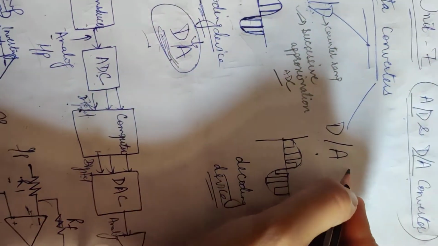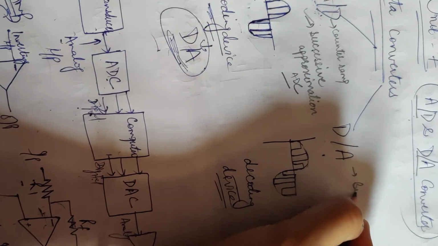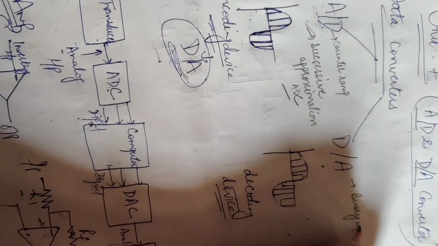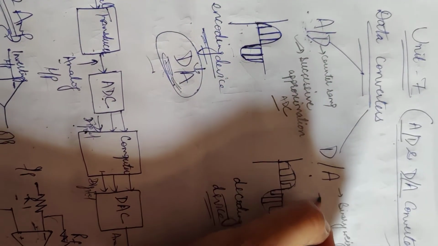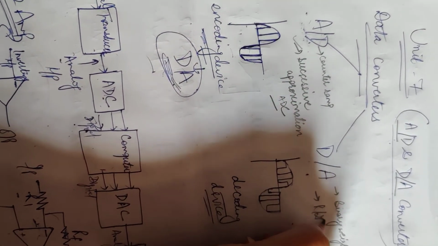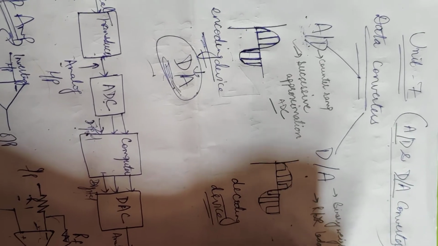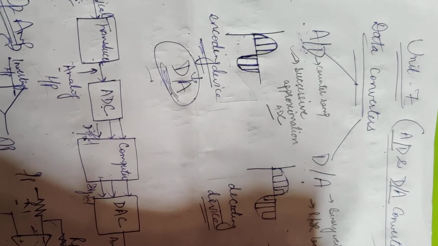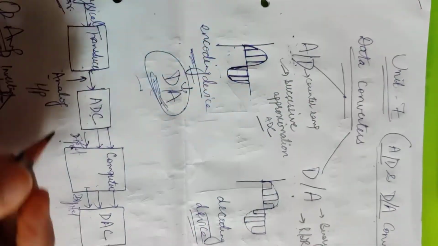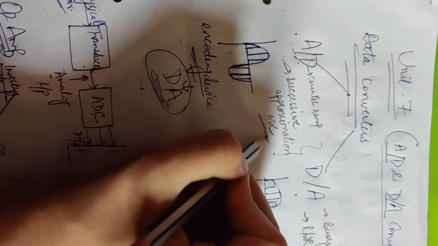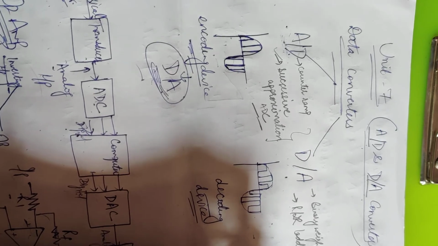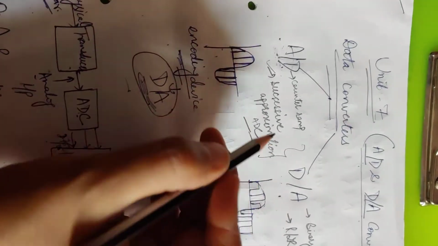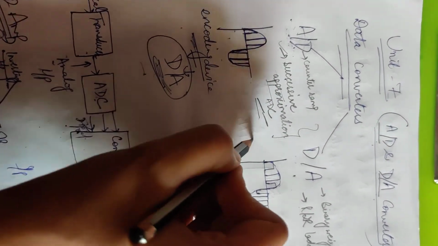And D2A is of two types: binary weighted and R by 2R ladder DAC. These are the two types which we have to study for A to D, and these are the two types for D2A. So firstly, we are starting from successive approximation ADC.